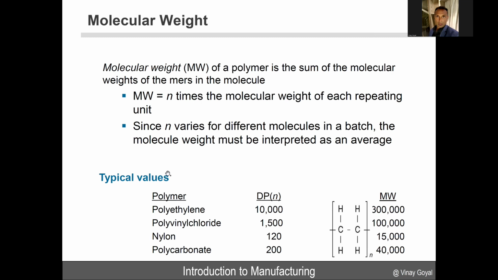So if I look at the typical values, for polyethylene, you're looking at 10,000. For polyvinyl chloride, which is PVC, 1,500, nylon 120, and polycarbonate 200. But when I look at the molecular weight, you're looking at 300,000, 100,000, 15,000, and 40,000 respectively for these polymers. And here it's the same composition, but N is the thing varying.